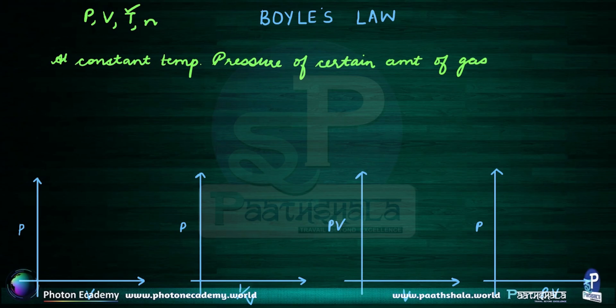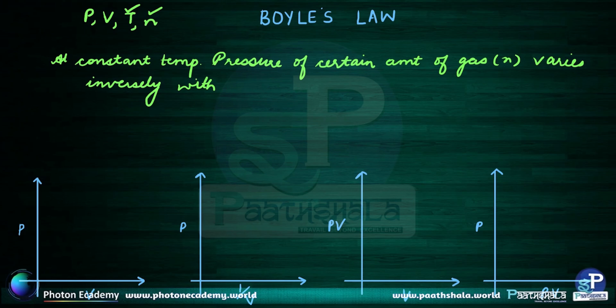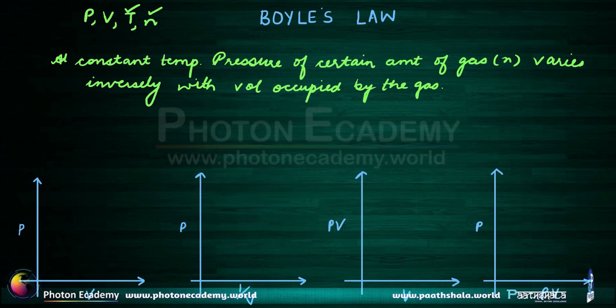Now, by a certain amount, we mean certain number of moles. So the number of moles also becomes fixed. The pressure varies inversely with the volume occupied by the gas. So the relationship, if written in mathematical terms, comes out to be P is inversely proportional to V.